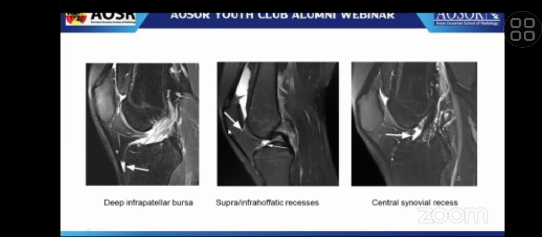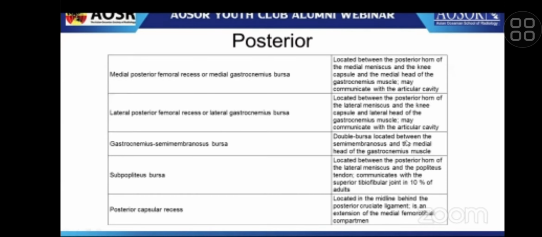And we have 2 recesses. The suprapatellar recess is in the superior part of the patella, and the infrapatellar recess is just inferior and anterior to the Hoffa pad. Also, we have the central synovial recess. It's just anterior to the anterior cruciate ligament.